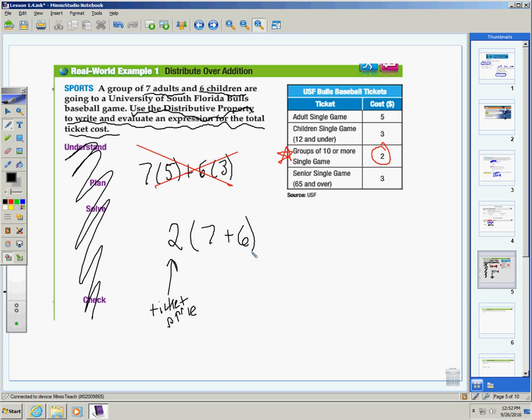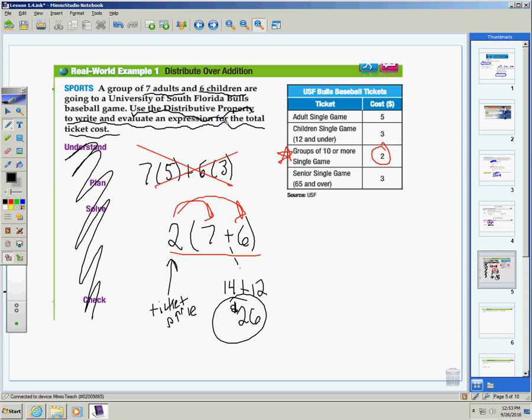And then here, look right here, we have the distributive property. We can do 2 times 7 plus 2 times 6. So I'm going to distribute that. 2 times 7 is 14. Bring down my addition sign. Plus 2 times 6 is 12, and I get 26. So it would cost them $26 to go to a baseball game.